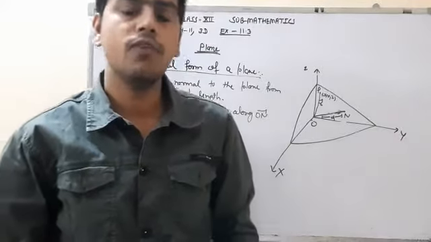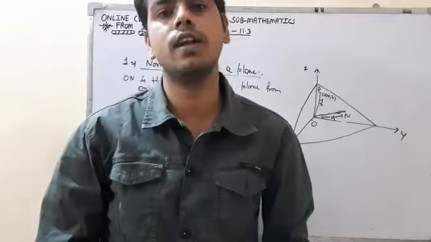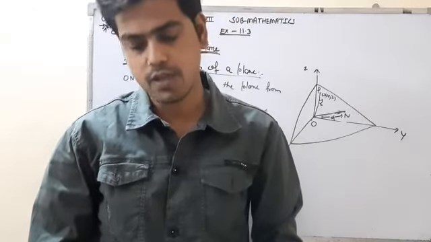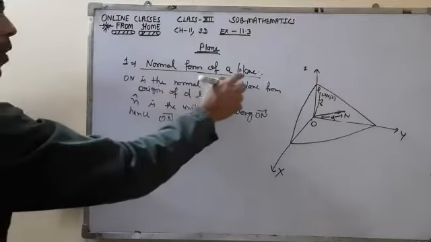So till now we have completed all the equations and concepts of the line. Now we'll start the plane. Likewise the lines, there are different equations of the plane as well. So the first equation of the plane is the normal form of a plane.